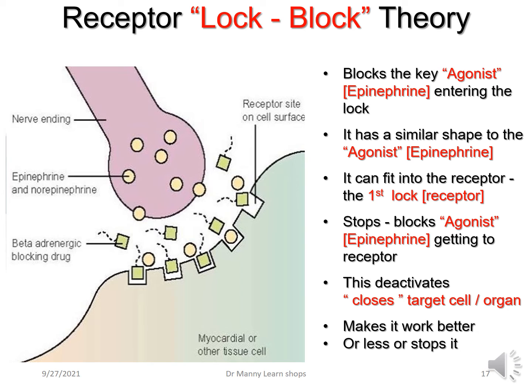It can fit into the receptor, the first lock, and it blocks the agonist, which in this case is epinephrine, adrenaline, from getting to the receptor. And therefore this deactivates, closes the target cell to the stimulus. So therefore this can make it work better, or it can make it work less. So for example, if you have a tachycardia and you have a cardiac condition, then you can give a beta blocker. Beta blocker blocks some of the agonist, epinephrine, from getting to the heart cell. And therefore the heart slows down, it relaxes more. And it can make it work better.